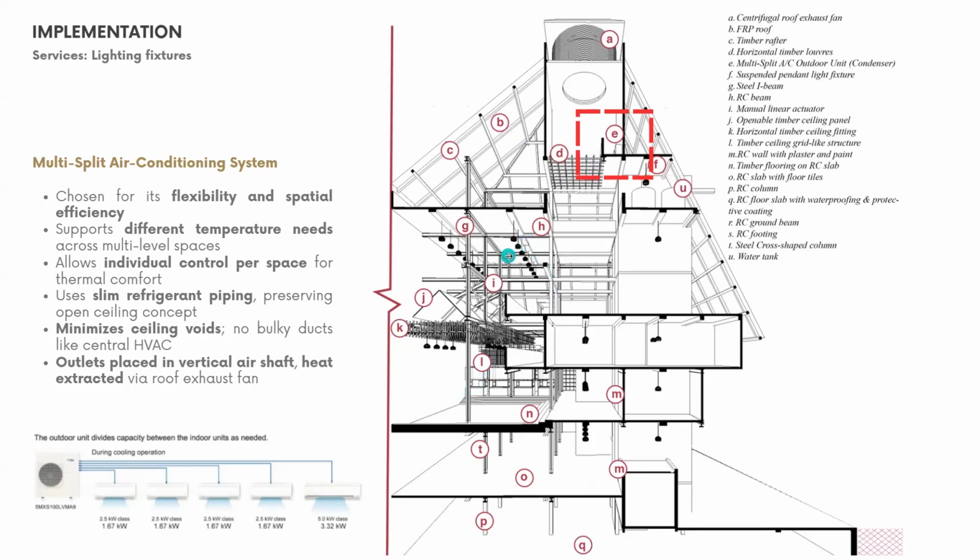This system helps to preserve the open ceiling concept and also minimizes ceiling void because there are no bulky ducts like central HVAC. So the AC outlet is placed here, close to the vertical air shaft. And it is also placed under this exhaust fan, so it can absorb the excess heat from the AC outlet.